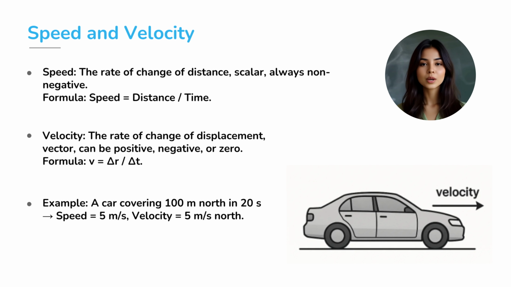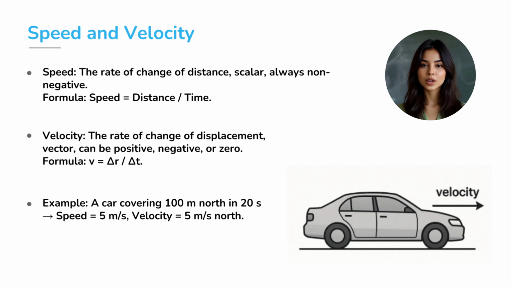Now let's talk about speed and velocity. Speed is the rate of change of distance with time. Being scalar, it is always positive. The formula is speed equals distance divided by time. In contrast, velocity is the rate of change of displacement with time. It is a vector quantity and can be positive, negative, or even zero depending on direction. The formula is V equals ΔR divided by ΔT.